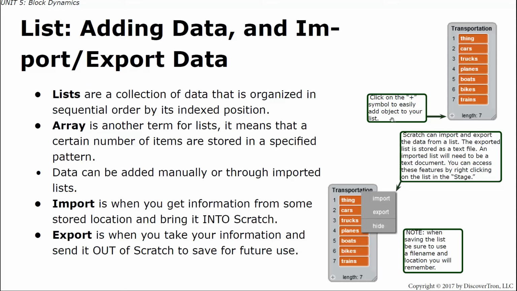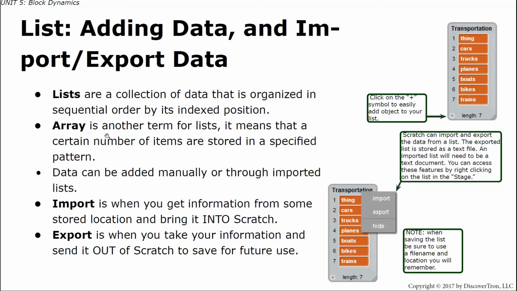The list is essentially a collection of data that is organized in a sequential order by its index position. What that means is that if you look at this list right over here, each one of these different items in this list is indexed in a position of 1 to 7. So the first item is number 1, cars is number 2, index number 3 is trucks, and so on and so on.